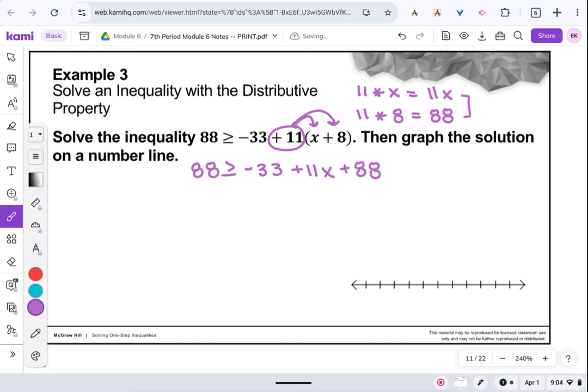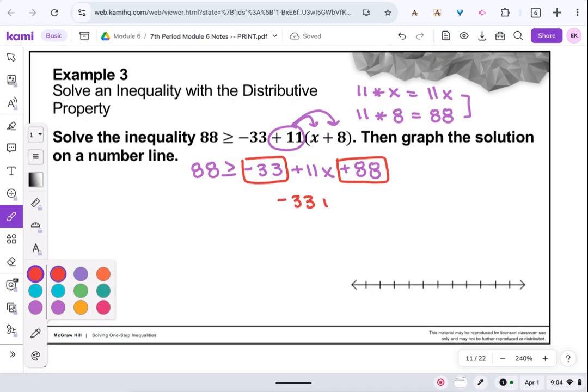Now what I'm going to do is combine my like terms. So on this side, I've got a negative 33 and I've got an 88. Those are going to go together. So I'm just going to do negative 33 plus 88. That gets me 55. So the 88 on this side doesn't change yet. 88 greater than or equal to. Your 11x is going to stay the same. But now we have a positive 55 on the right.